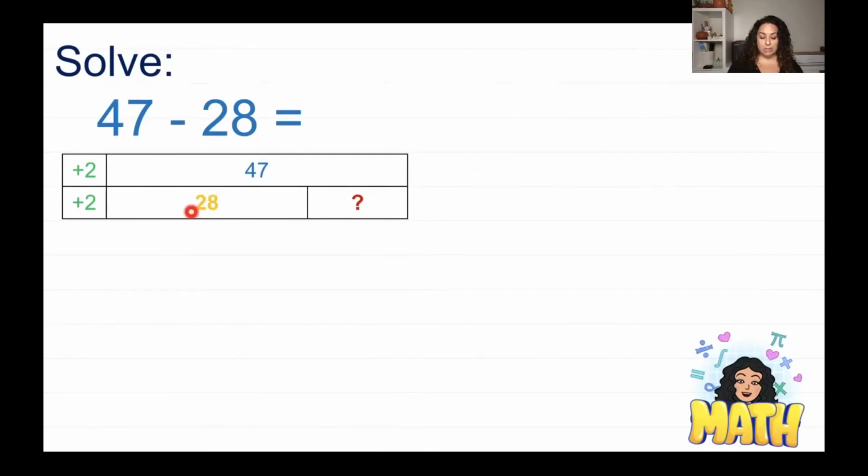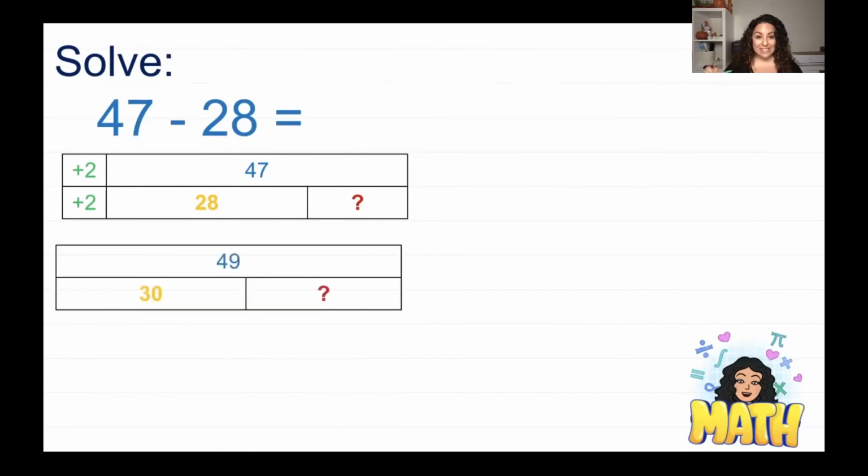So I know that I'm going to put 30 here, and then for 47, I'm going to put 47, 48, 49. So my new tape diagram looks like this. 49 is the whole, 30 is the part, and we still don't know the missing variable or the difference. So let's go ahead and figure that out. 49 take away 30. I can do that problem in my head.